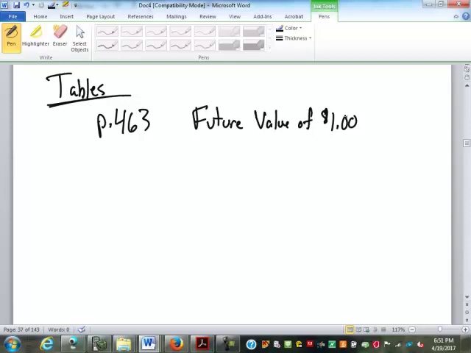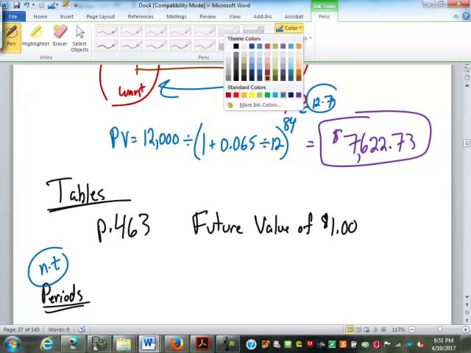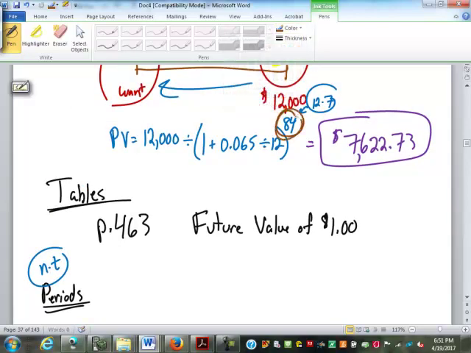There are 2 weaknesses here. One weakness you see is on the side, it has periods. This number here, periods, would be your n times your t. That's the number that goes in your power here. That would be this number right here, your number of periods. Well, you can see this only goes from 1 up to 30. So we can't go past 30 periods with this table.